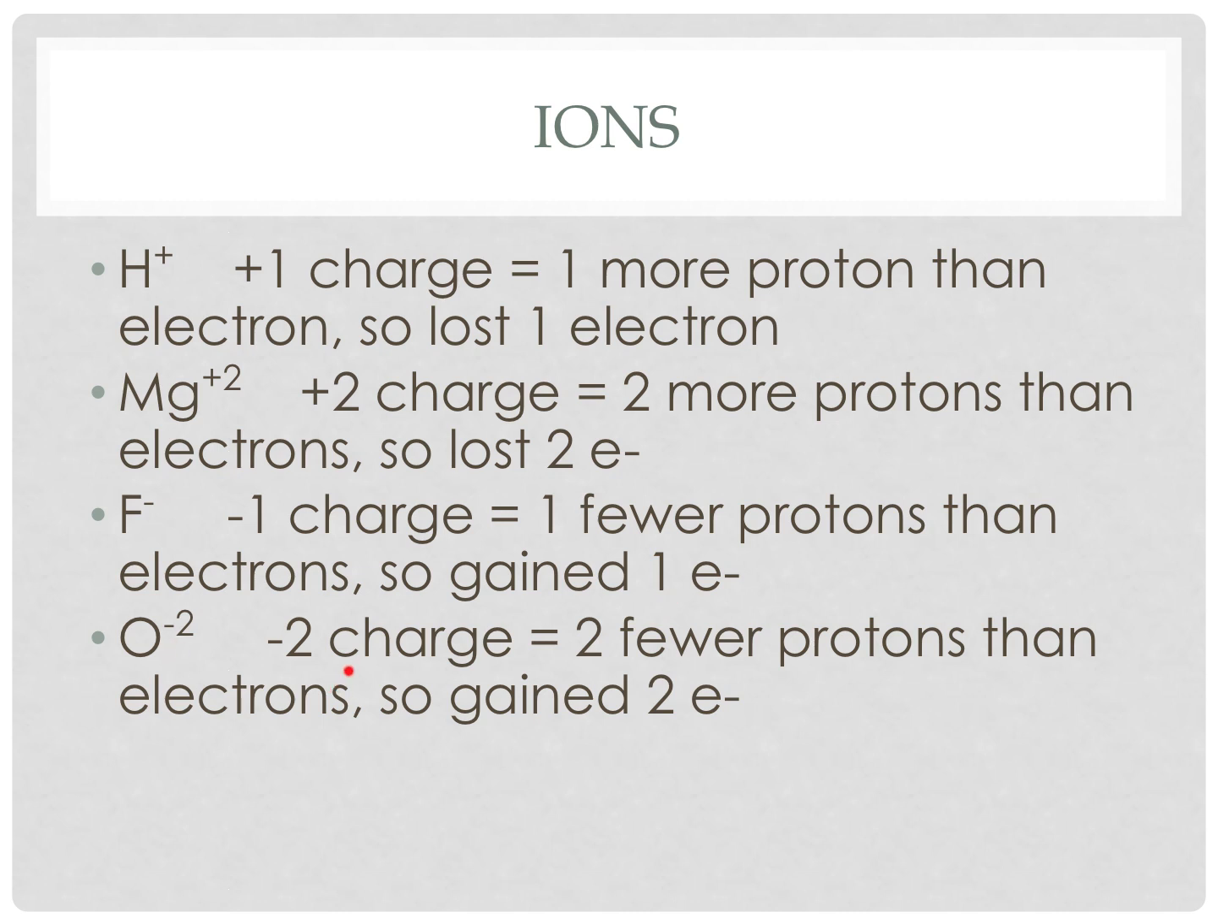Oxygen has a -2 charge. Okay, so there's either 2 fewer protons, or you could think there's 2 more electrons. So this atom had to gain 2 electrons.